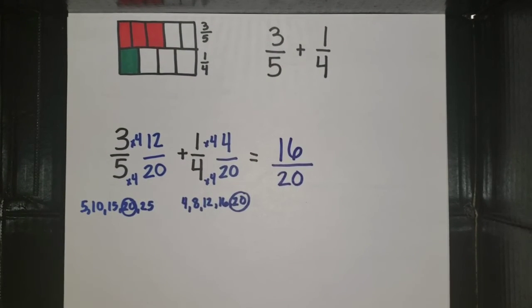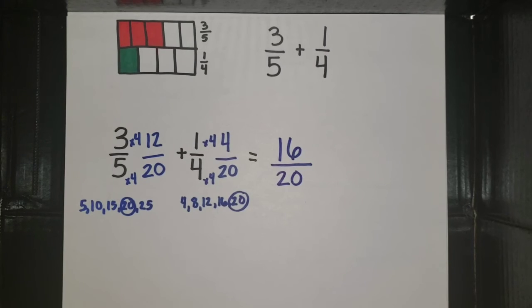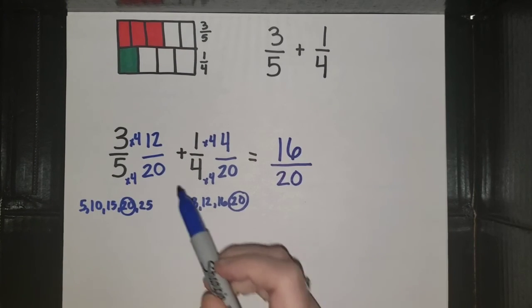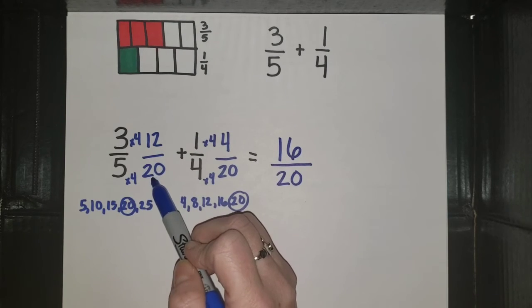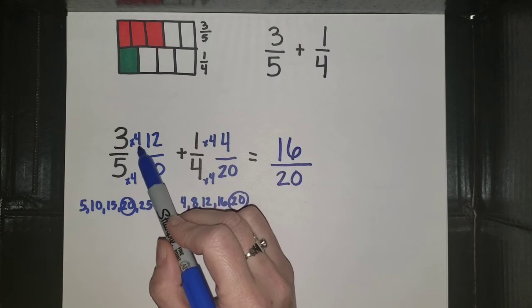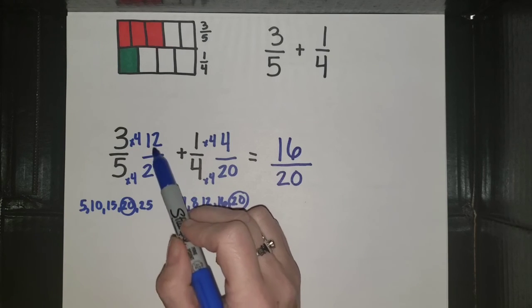Did you get 16/20? Good job. If not, let's do a quick review. We did 5 times 4 to give us 20. So then we also multiplied our numerator, 3 times 4, to get 12.